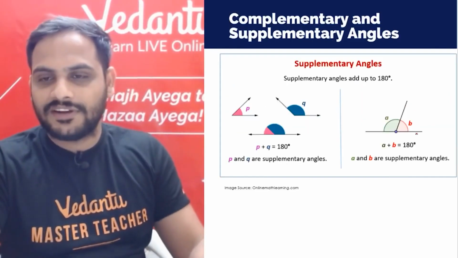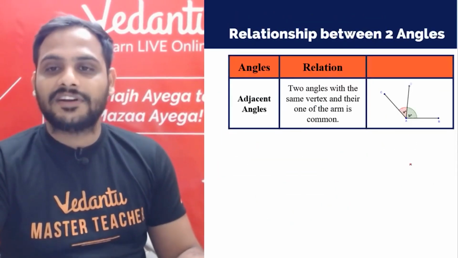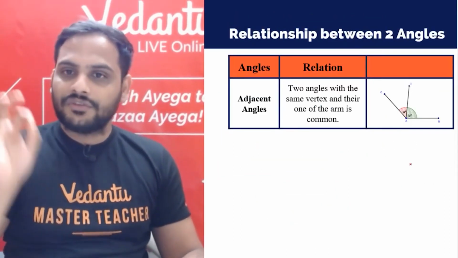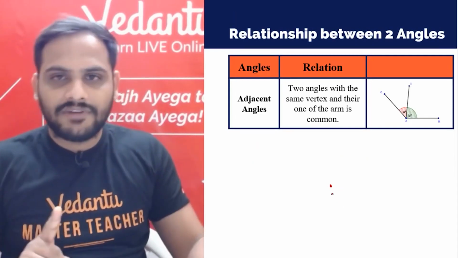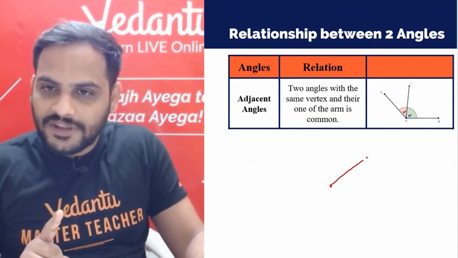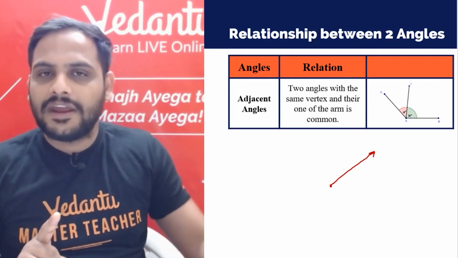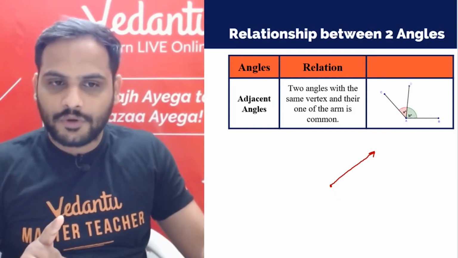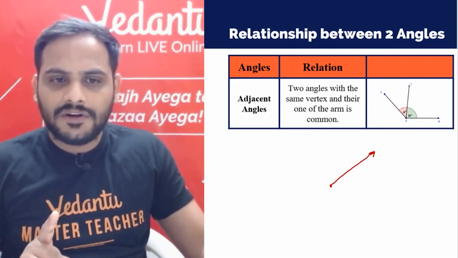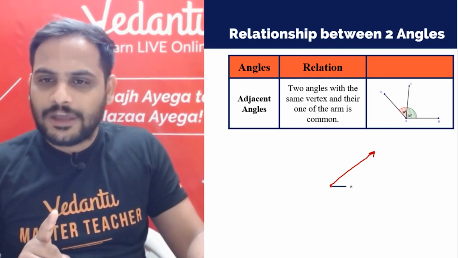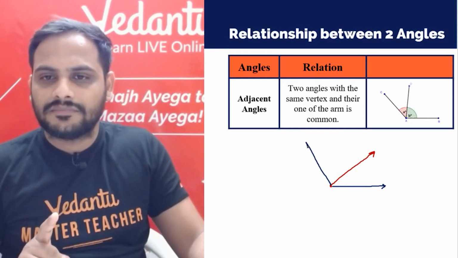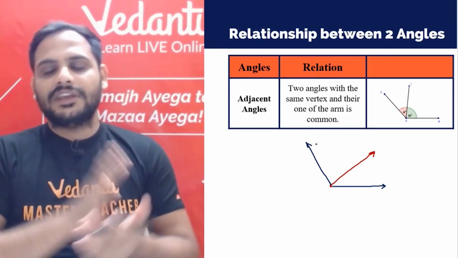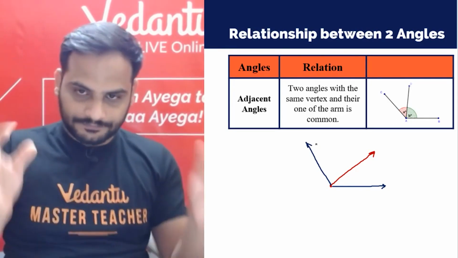Now adjacent angles, which was one very important term over here. I was telling you adjacent angles. Here also I told adjacent angle. What are adjacent angles? So adjacent angles are two angles having the same vertex and one common arm. There will be one common arm and one common vertex for them, and the other two arms will not be common, but they will be on the opposite sides of the common arm.